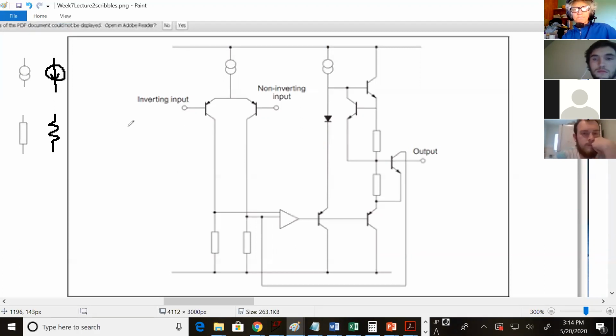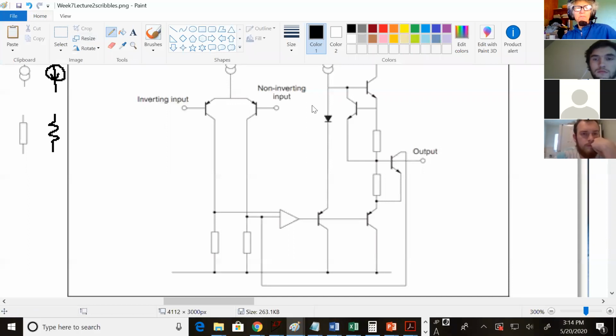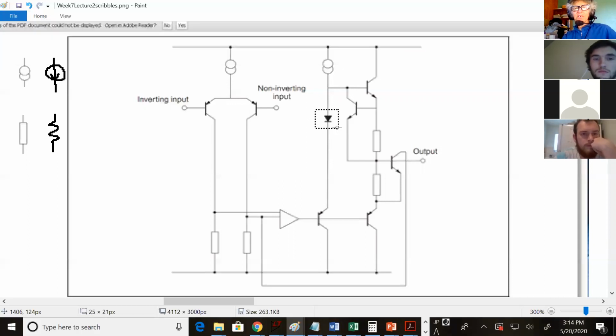Okay. Then there's this diode over here. This is so much better. Why didn't I do this in the last class? I was trying to draw these when my pen wasn't working again, so I was trying to draw them with the mouse.